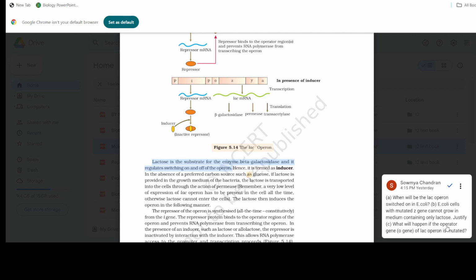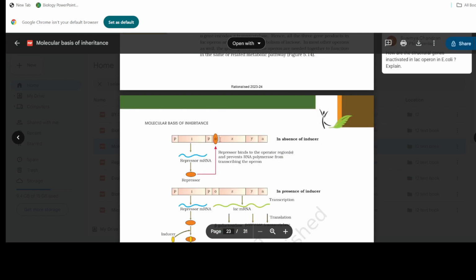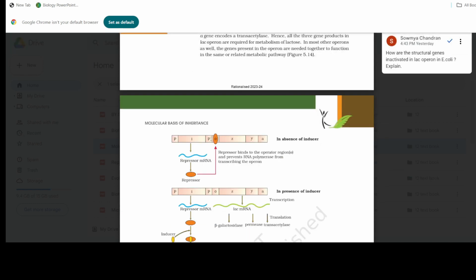Okay. What will happen if the operator gene is mutated? So imagine this operator gene. So this part is mutated. If this part is mutated, then there is no role for the repressor. Then there is no switching on and off of this operon. The operon will always be functional, whether lactose is present or absent. It will always be operational because there is no operator here. Okay.